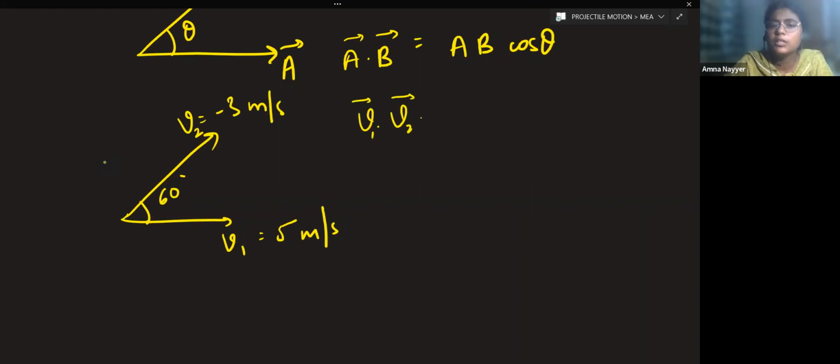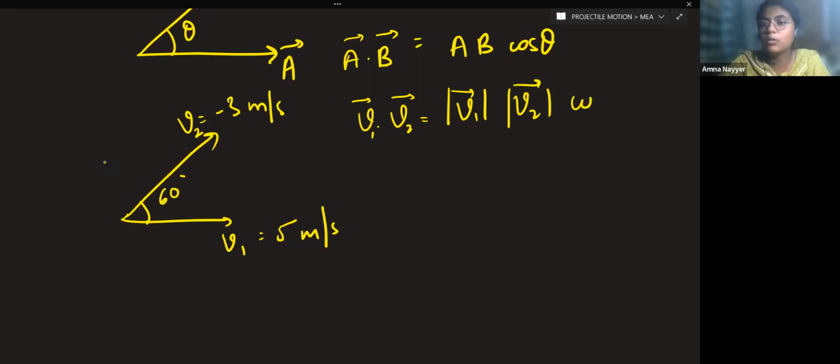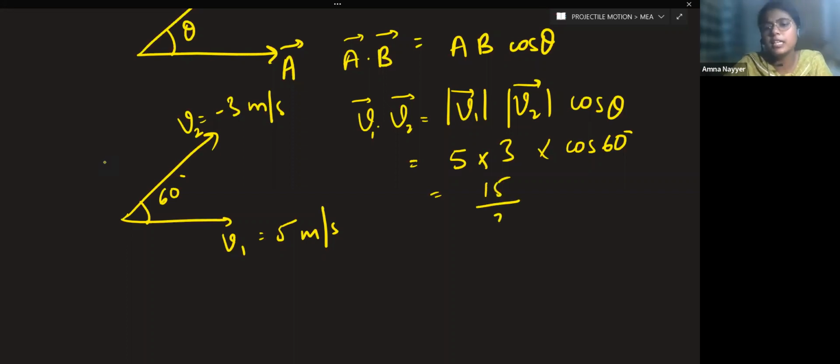So here in polar form, what you will write: the magnitude of the first vector v1, then the magnitude of the second vector v2 multiplied by cos theta. Magnitude of the first vector is 5, multiplied by the magnitude of the second vector, 3. You will not consider the minus sign now, so that is 3. And cos theta is what? This will be cos 60 degree, which is half. So that becomes 15 divided by 2, which is 7.5 meter per second. Like this we will solve if you have a dot product.